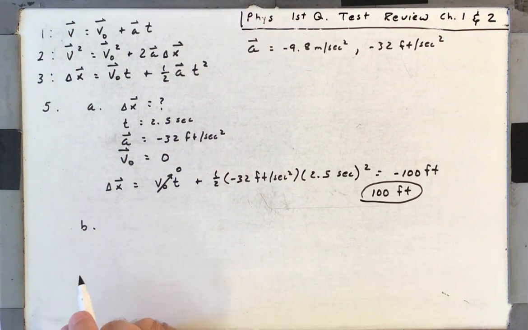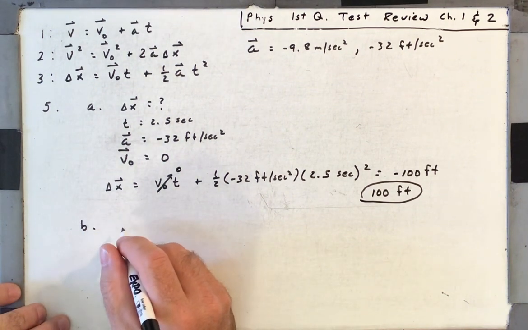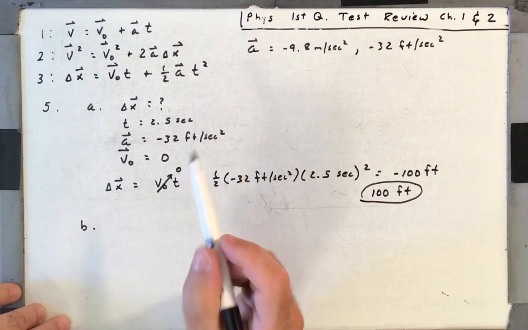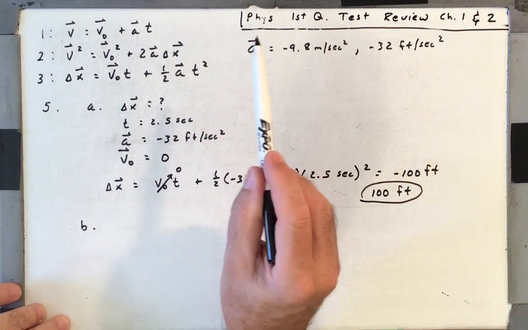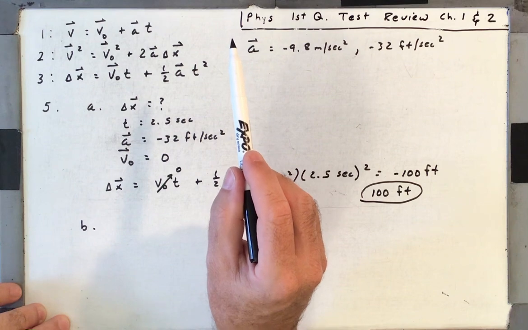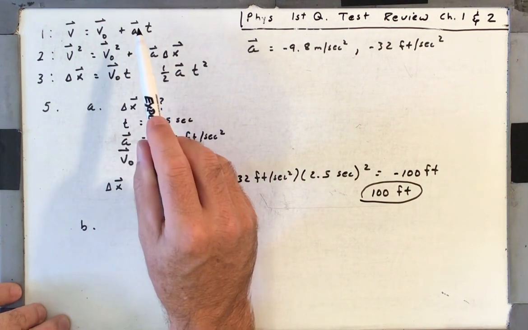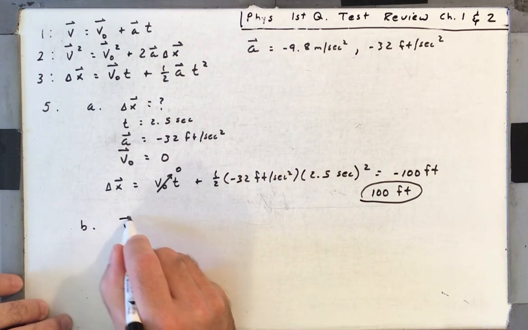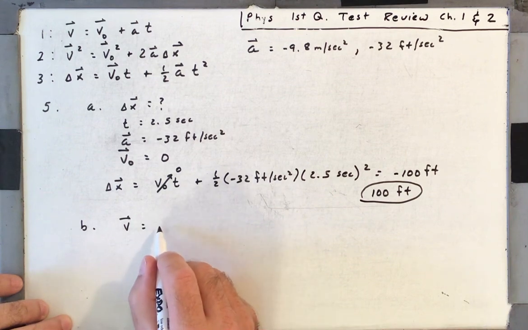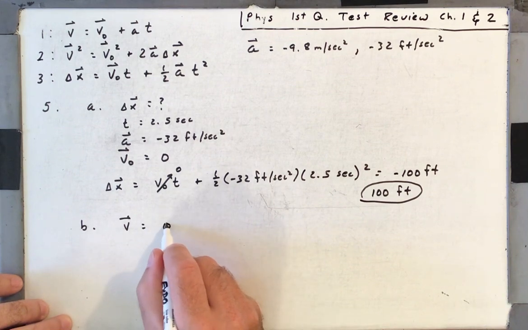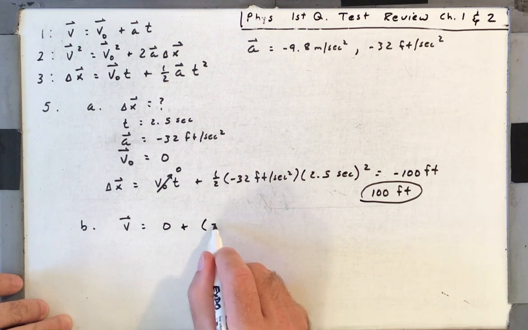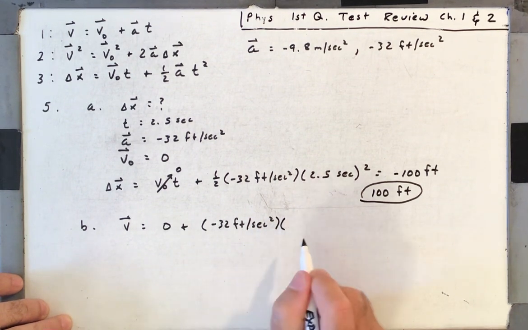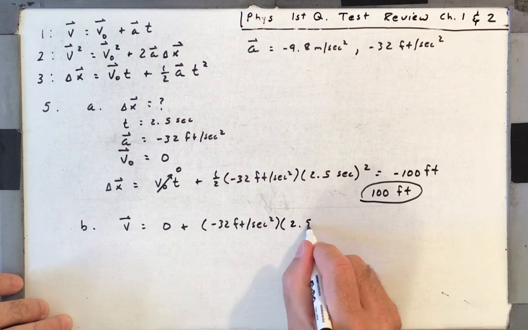So part B says, what's the velocity just before impact? All right, well, we know displacement. We could use equation 1 or equation 3 here. All right, and I think the easiest one to use is equation 1. So final velocity is equal to initial velocity, which is 0, plus acceleration, negative 32 feet per second squared, times time, which is 2.5 seconds.